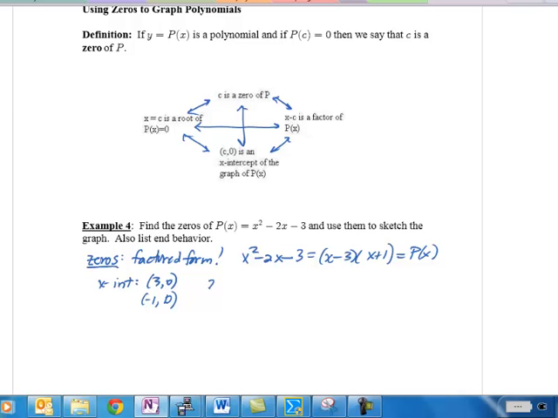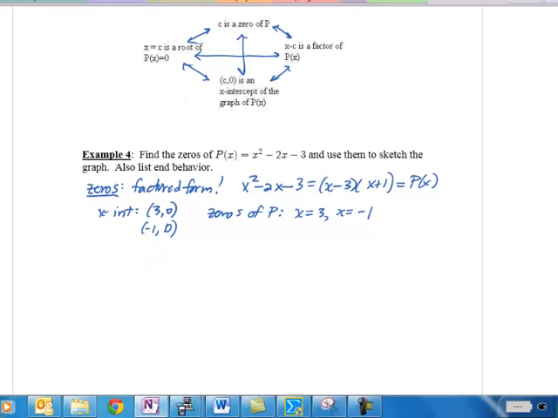For the zeros of p, we list them slightly differently. We don't list them as points, but x equals 3 and x equals -1. So 3 and -1 are the zeros of the polynomial. And x equals 3 and x equals -1 are called the roots of the equation x squared minus 2x minus 3 equals 0.